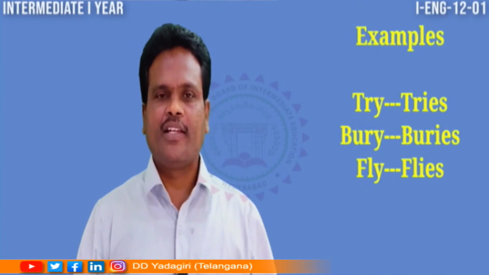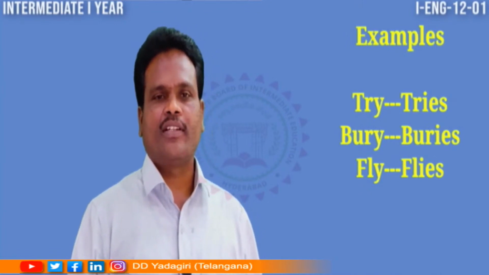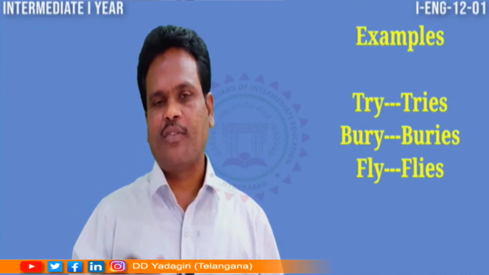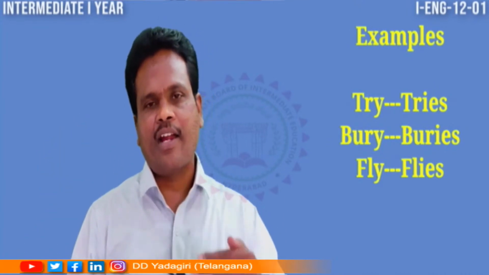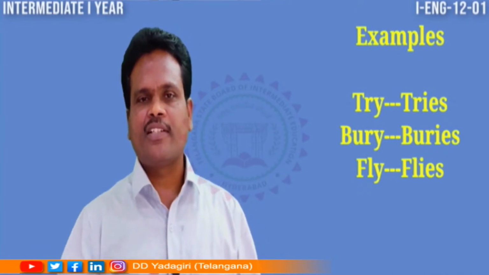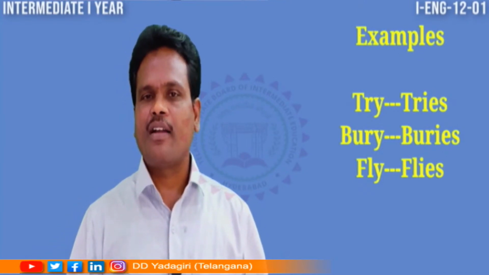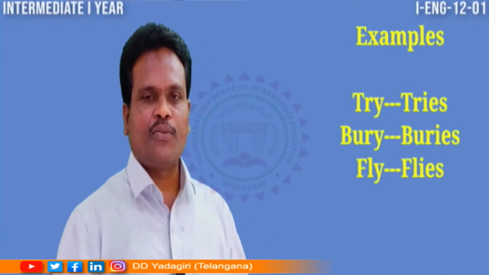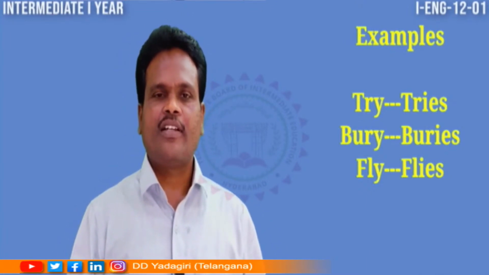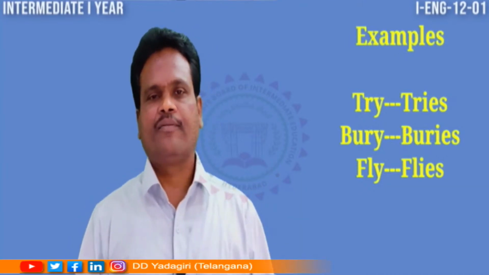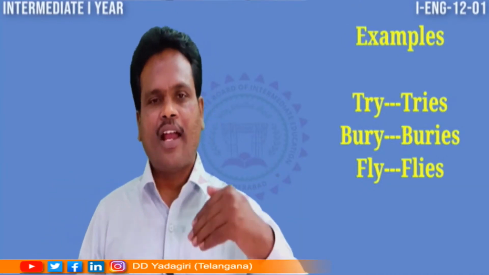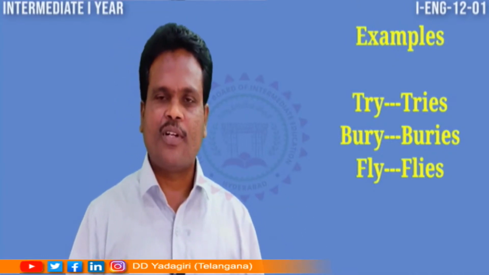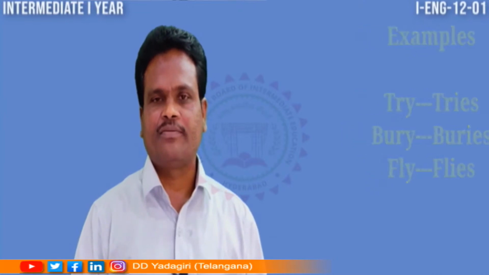Next, bury, B-U-R-Y. The word ends in y preceded by r. Then we have to remove y and add ies. The spelling is buries, B-U-R-I-E-S. Fly, F-L-Y. Y is the last letter preceded by L. So we have to remove y and add ies. It becomes flies. Fly is the do form, flies is the does form.